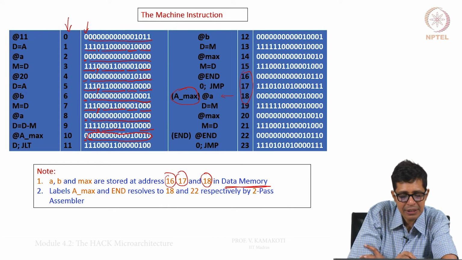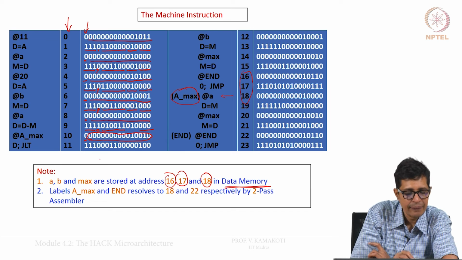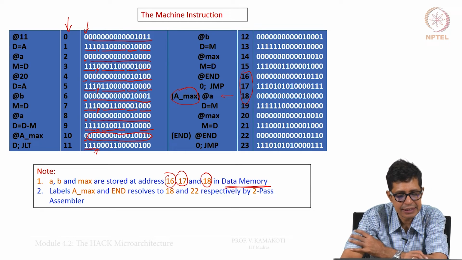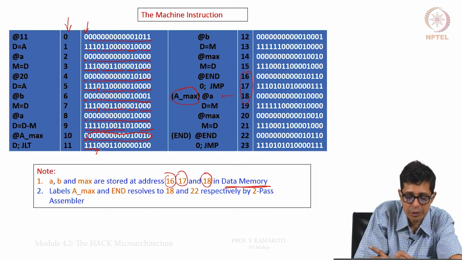So, at A max, now it knows that it is 18. Then D JLT. So, this is a C instruction. So, first 1 1 1, and this 0 essentially says the source operand here.